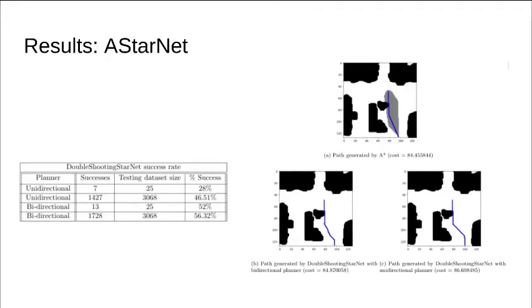And we can see the results of our neural network here. The table on the left shows the success rate of our neural network on a test data set, that is the number of times it was successfully able to find a path from start to goal. We can see that the bidirectional planner works better than the unidirectional planner. We have a success rate of around 52%, and the figure on the right shows a comparison of paths and costs generated by our neural network to the path generated by A-star on the top, on the same test map with the same start and goal positions. As we can see, the cost of the path generated by our neural network is very close to the optimal cost from A-star, especially in the bidirectional planner case.